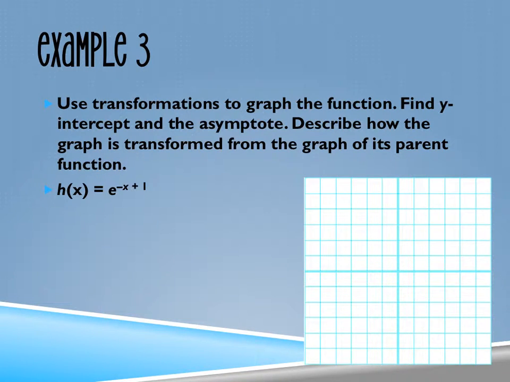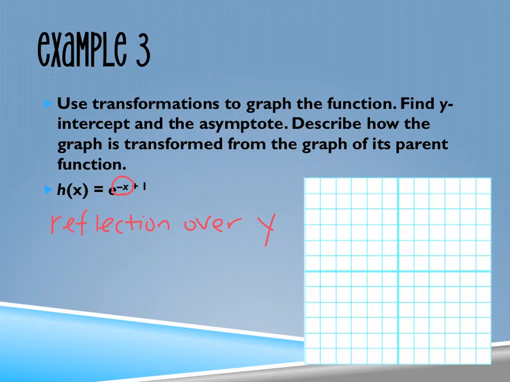So now let's talk about the transformation. The negative on the x is causing what? Which would be over the y, right? So this is a reflection over the y. If it was on the front, it'd be over the x. If it's on the exponent, it's over the y.